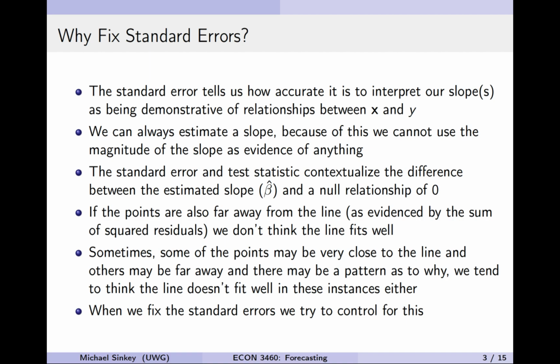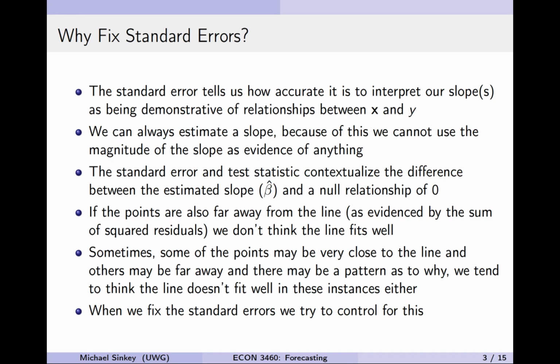I'm always able to estimate a slope. So if I do X transpose X inverse times X transpose Y, I can get as many slopes as I have X variables, as long as I don't run out of degrees of freedom, and I'm fine. Okay, however, the standard error and test statistic contextualize how the estimated slope that we have relates to no relationship whatsoever of 0. So if the points are far away from the line, we don't think the line fits well. However, sometimes, as we described previously, some of the points are close, others are far away, and so in these instances, we tend to get test statistics that indicate a relationship, but it's not quite as clear-cut as that.